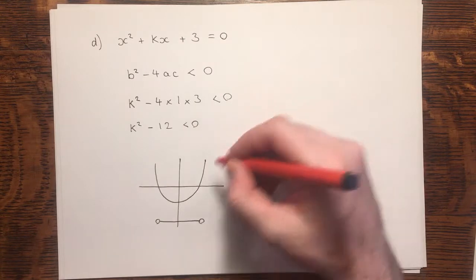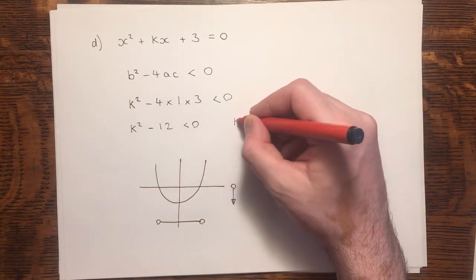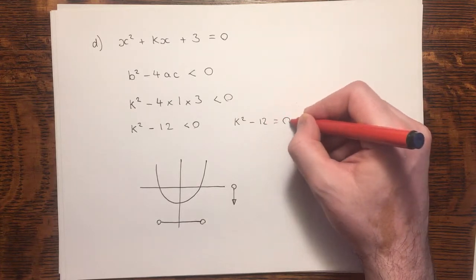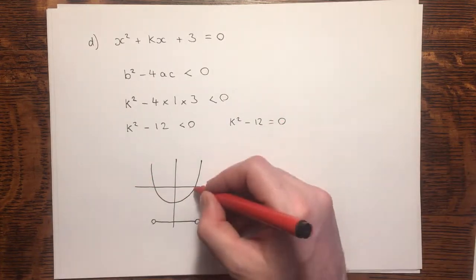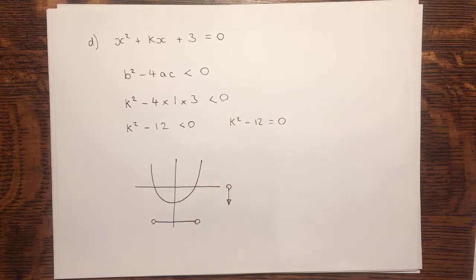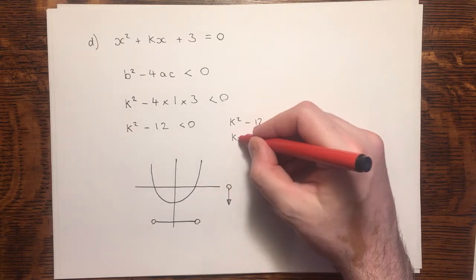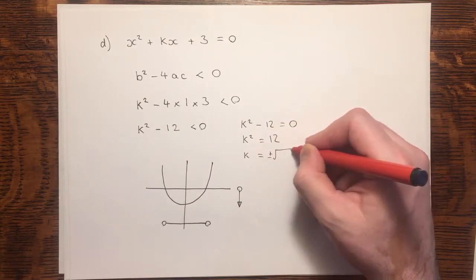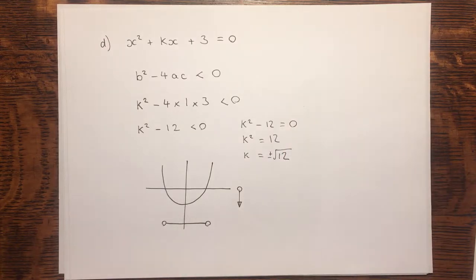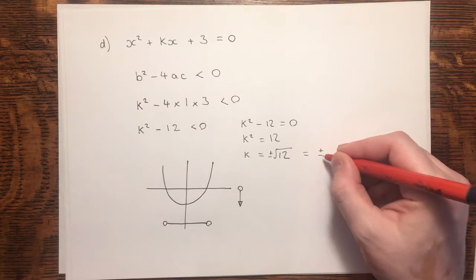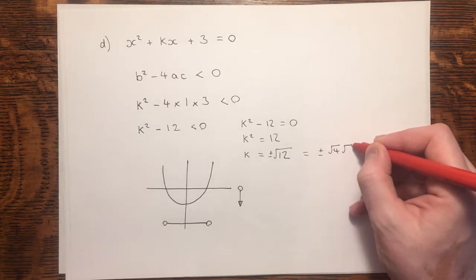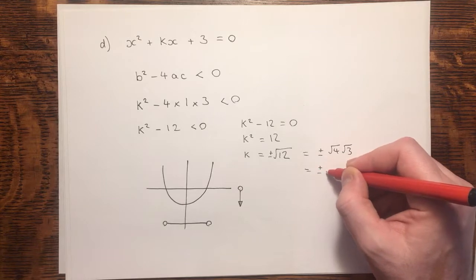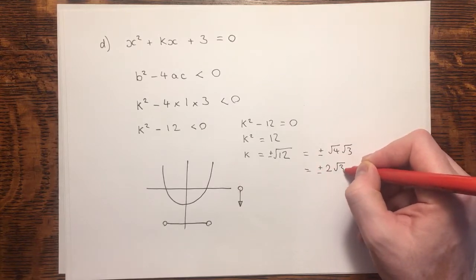If I was to imagine for a moment, just on this line, we're looking at k squared minus 12 being equal to 0, because that's on the line. And that's the threshold that we're going to be having relative for our range. k squared would therefore equal 12, and k would equal plus or minus the square root of 12. We can give that in a much nicer form though. That can be simplified into plus or minus root 4 root 3, evaluating the root 4 as plus or minus 2 root 3.